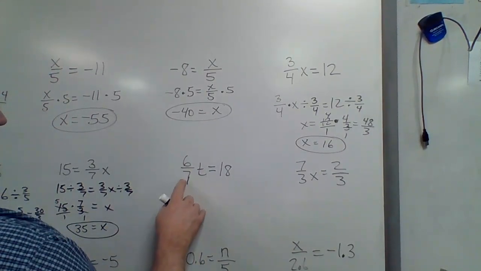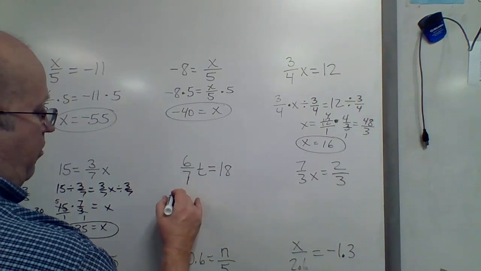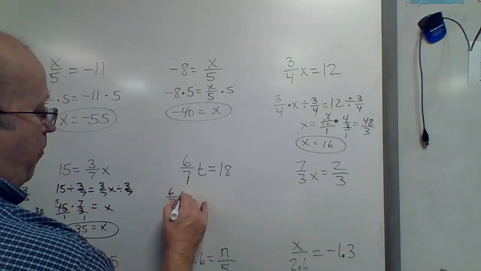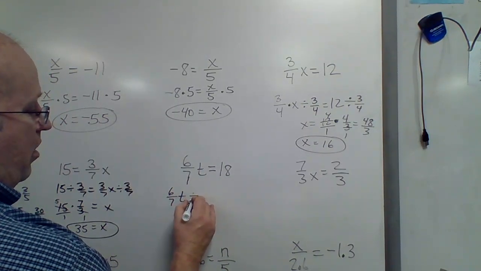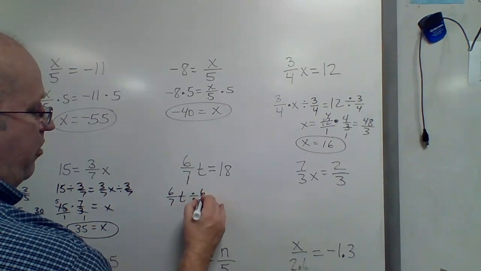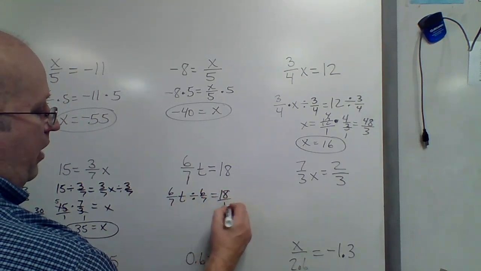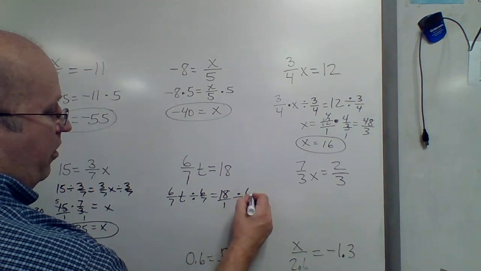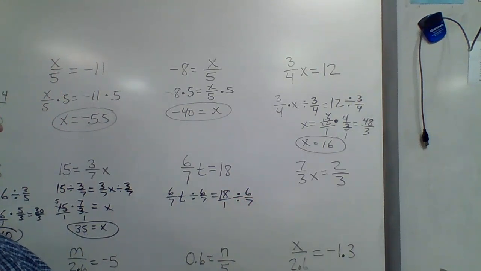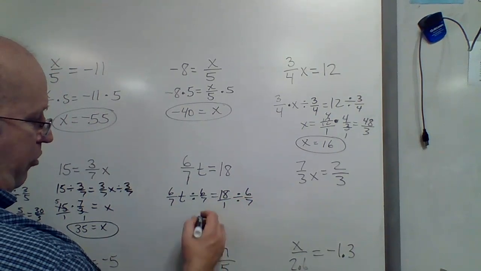T is attached to 6/7 by multiplication. I want to get t by itself. What's the opposite of multiplying by 6/7? Isn't it dividing by 6/7? And aren't we going to do that to both sides of the equation? Right? And how do we divide fractions again?